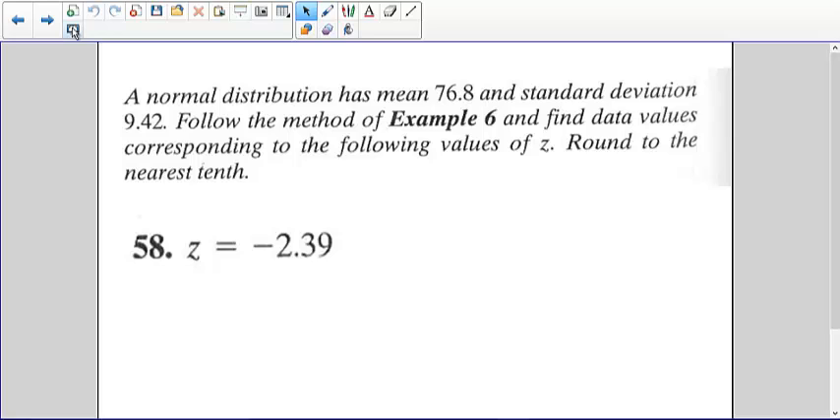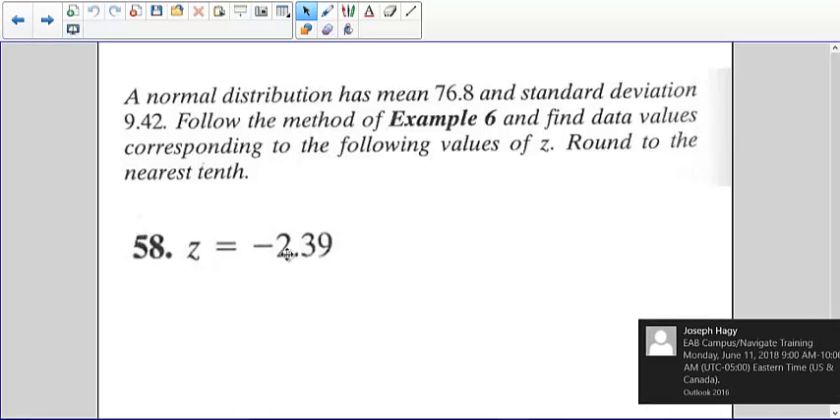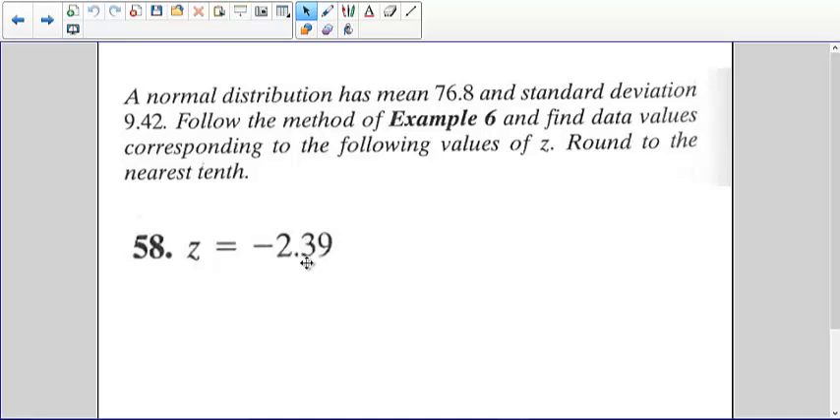So problems 58 through something, it gives you the mean and the standard deviation. And it says follow the methods of example 6 and find the data values corresponding to the following values of z. So you're basically going to make a sketch with the normal distribution on there, figure out where this point is, and do it in terms of z and not in terms of the variable. And then all you have to do is use the definition of the z-score to solve for the unknown value.